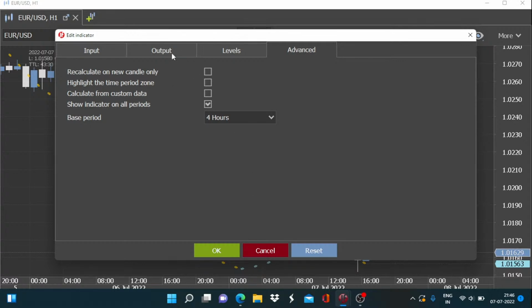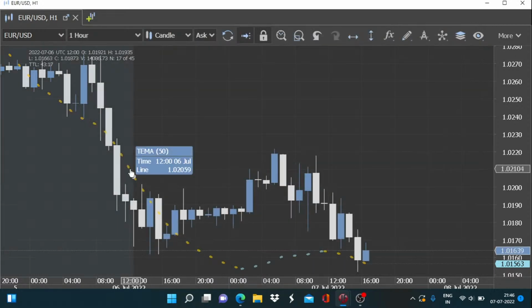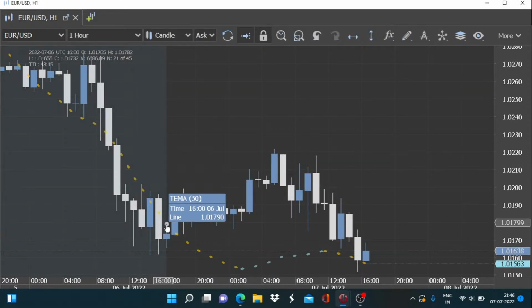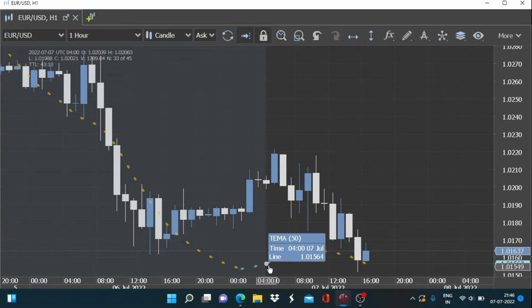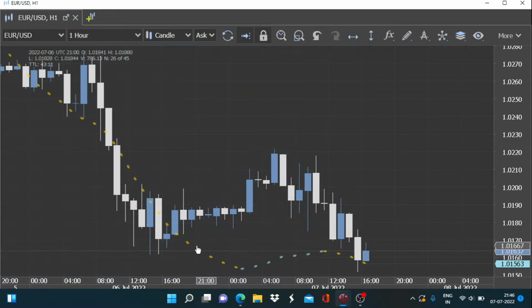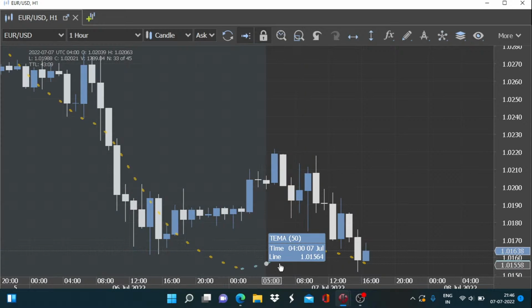Otherwise, you just leave this box unticked, unchecked. Then highlight the time period zone: if you want the particular time period zone to be highlighted, you have to check the box. Okay, and then when you go to that particular period, it will be highlighted, as you can observe from the chart.